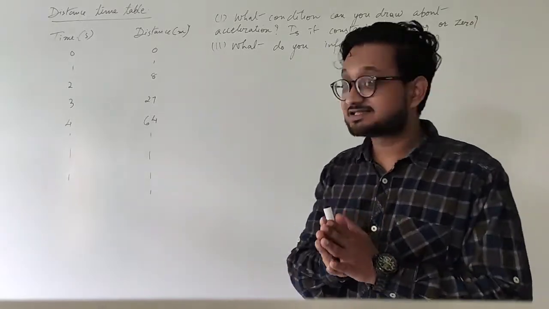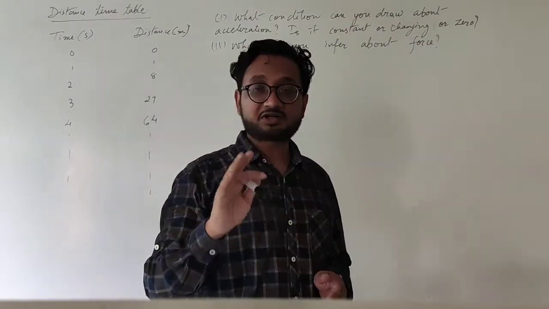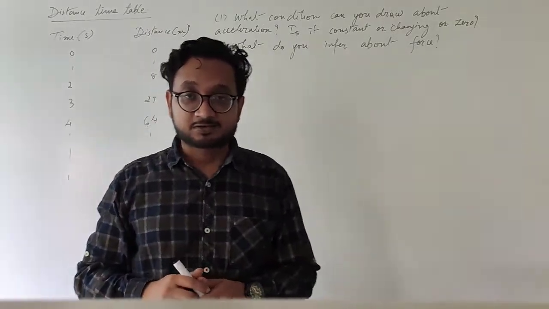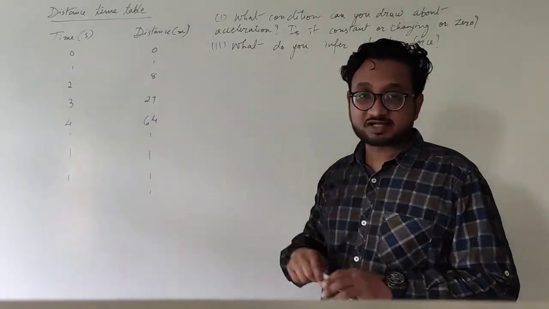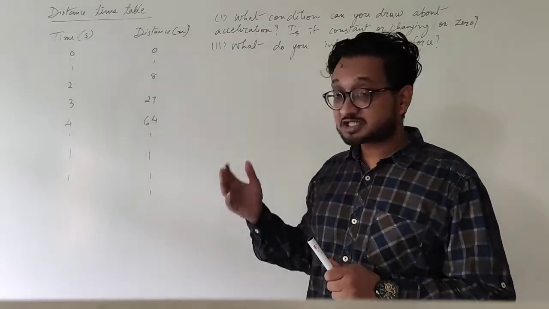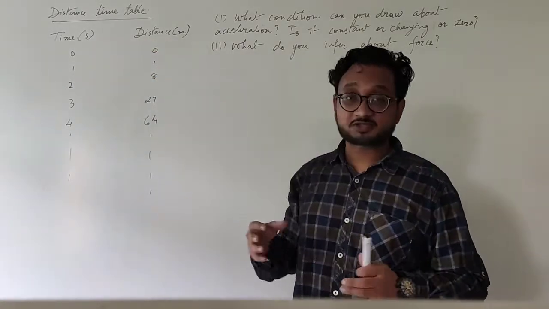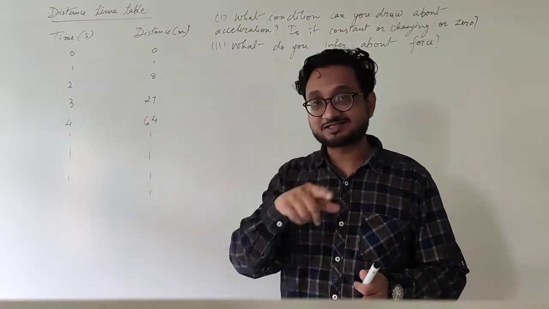Okay, so what is the acceleration happening? Is it constant or changing or 0? So what can you say about the acceleration? So first of all, this is a distance and time relation. Okay, you have not been given the final velocity, but initial velocity you can kind of get the idea that if the time is 0, then the distance covered is also 0. That means its initial velocity is 0.